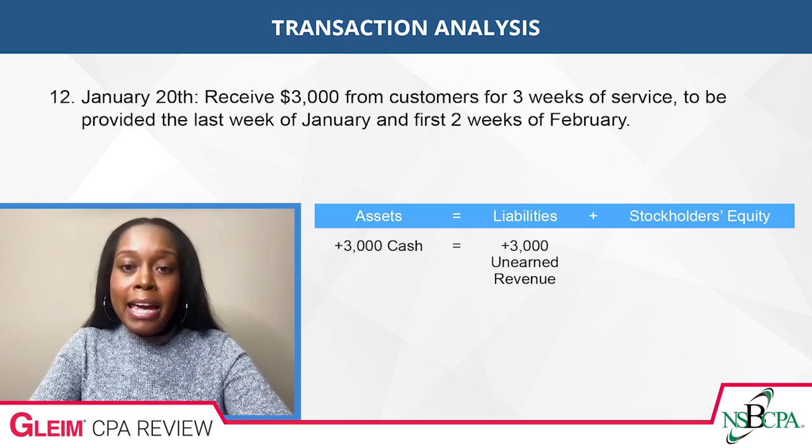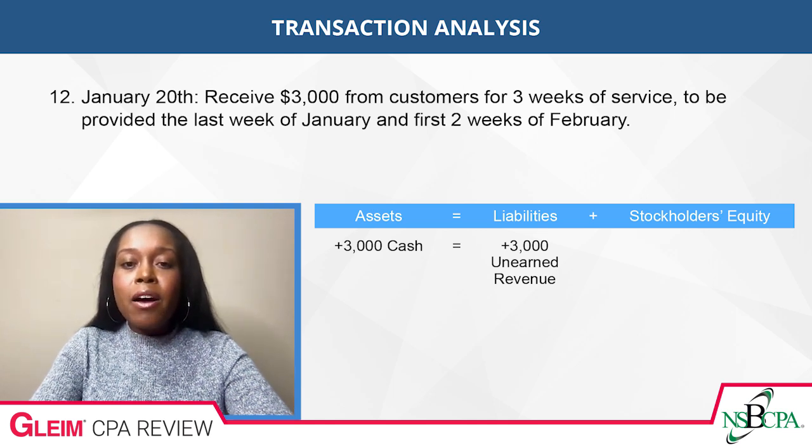Now that you're getting the hang of this, I wanted to give you one of the toughest transactions yet. On January 20th, customers give us $3,000. Okay, if we stop there, we know that that means the asset cash is going to go up by $3,000. So that part was easy. It is the other part of the transaction that is tricky.